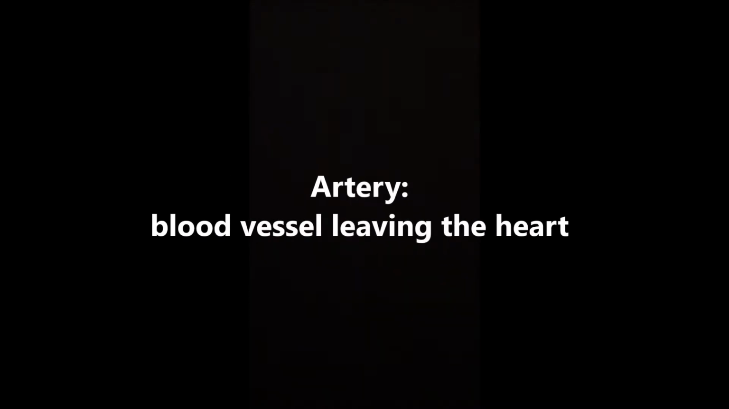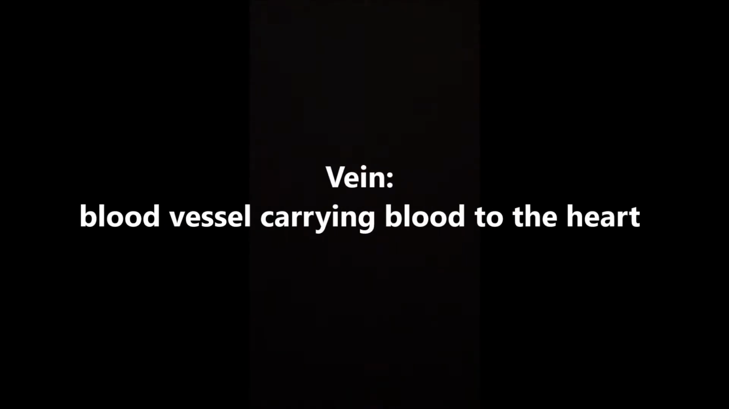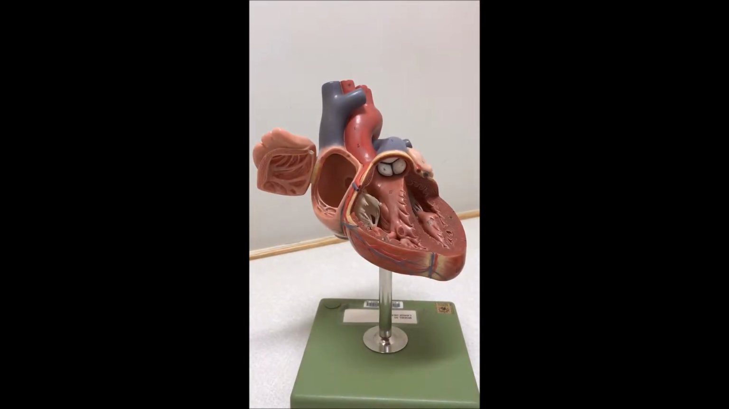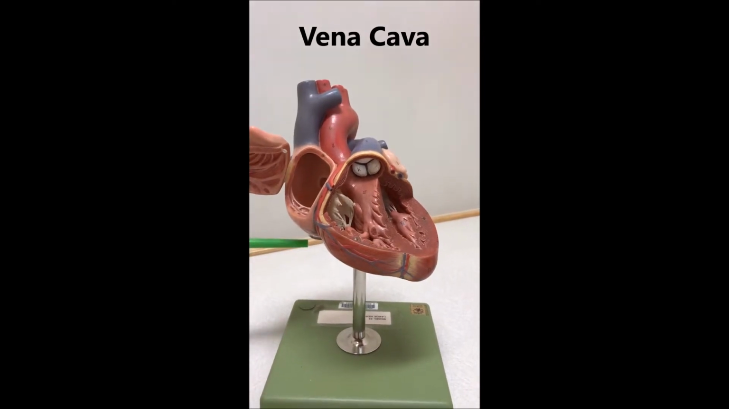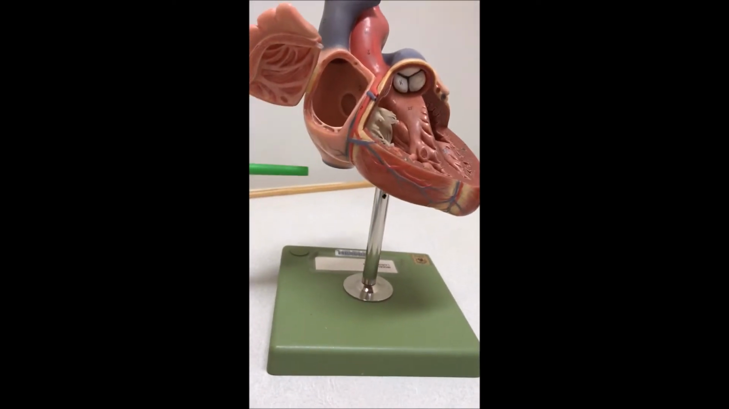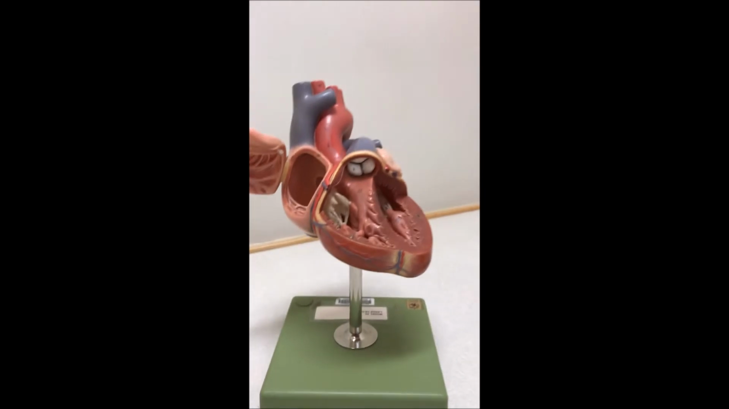The arteries are blood vessels that move away from the heart, and they supply blood to the body. The veins are the vessels that return blood to the heart. Blood from the body is going to enter the heart through the vena cava. You have a superior vena cava and an inferior vena cava, which is not very visible in the model.